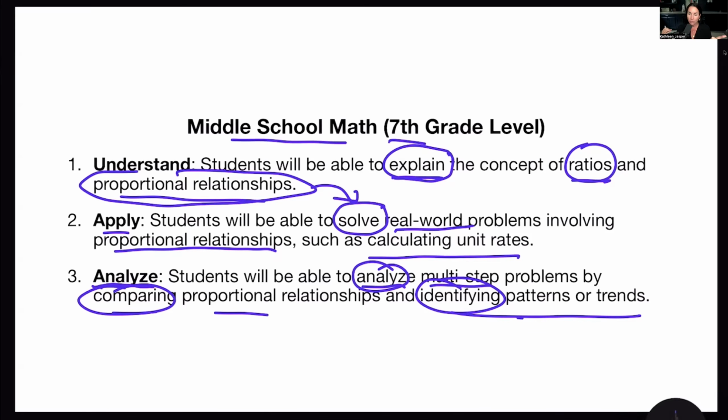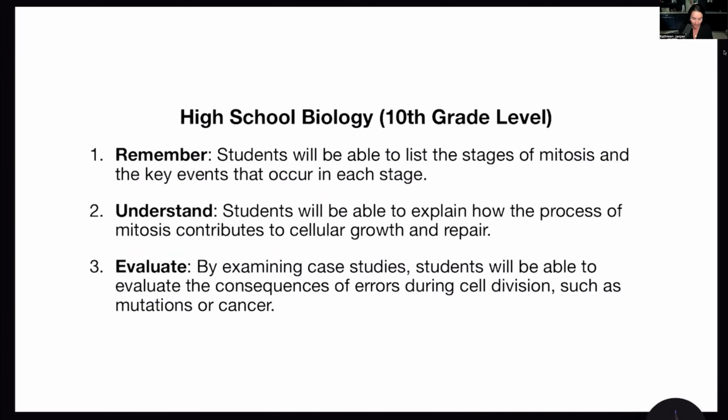So notice again, we started off a little low level, moved to application, and then number 3, we got much more complex. And that's what we want to do as we're building these objectives, making sure we're moving students towards that higher order thinking. And the last one, when it comes to high school biology, the identification or remember, students will be able to list. List is like identifying the stages of mitosis and the key events that occur in each stage. So, for example, if you had a diagram of a cell dividing in mitosis and students labeled it or listed the stages based on the diagram, that's a remember. That's an identification skill, low level. Might look complicated, but it's still that lower level skill.